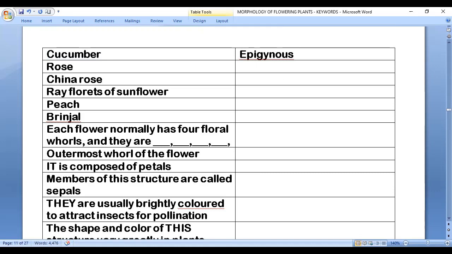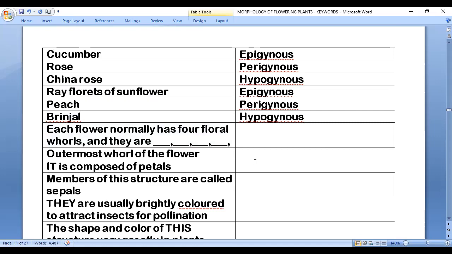Rose, perigynous. China rose, hypogynous. Ray florets of sunflower, epigynous. Peach, perigynous. Brinjal, hypogynous.